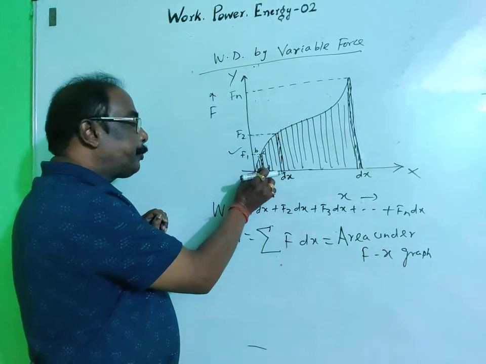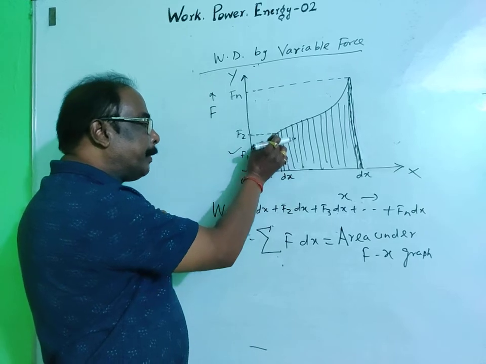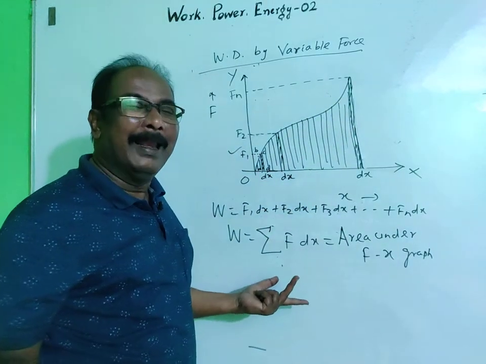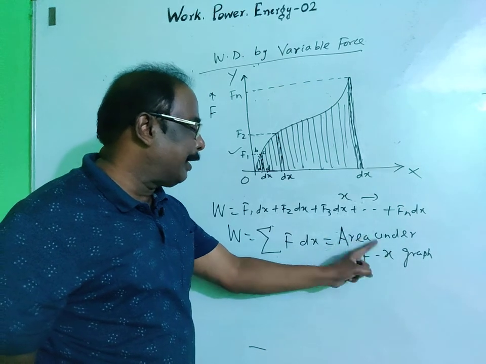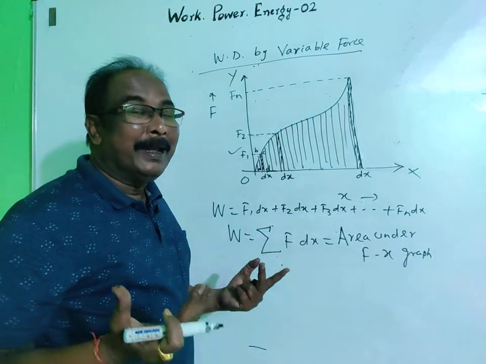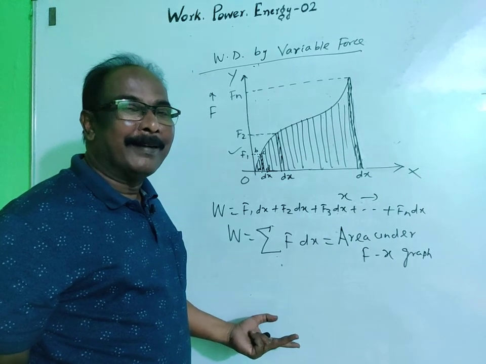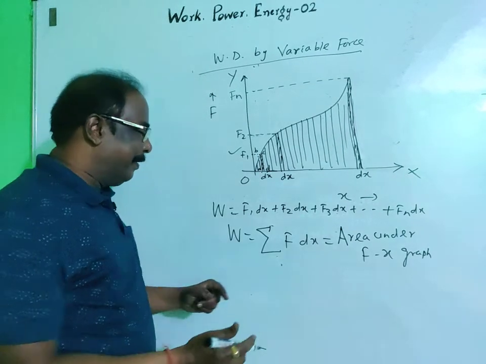See, area of this strip, area of this strip, area of this strip, and area of total strip means total area under the graph. This is the graphical way. By calculating area under graph, we can calculate work done.